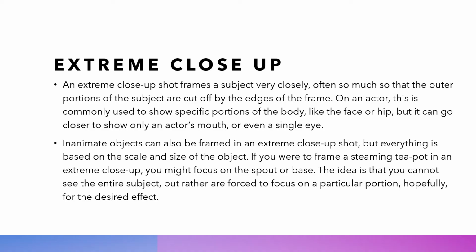The extreme close-up shot frames a subject very closely, often so much that the outer portions of the subject are cut off by the edges of the frame. On an actor, this is commonly used to show specific portions of the body, like the face or a hip, but can go closer to show only an actor's mouth or even a single eye. Inanimate objects can also be framed in an extreme close-up shot, but everything is based on the scale and size of the subject. If you were to frame a steaming teapot in an extreme close-up, you might focus on the spout or the base. The idea is that you cannot see the entire subject, but rather are forced to focus on a particular portion, hopefully for the desired effect.